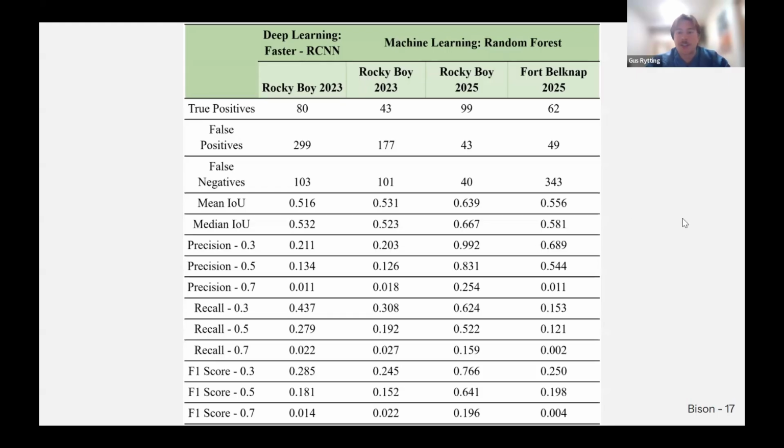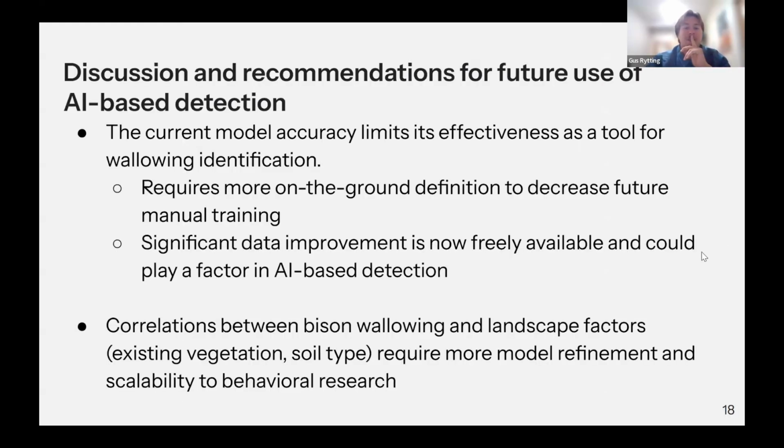However, it still had some limitations, especially when applied across different years or locations, where accuracy dropped. Even with those limitations, both models showed some consistent patterns. Most wallows were found in mixed grass prairie areas and clay-rich soils.